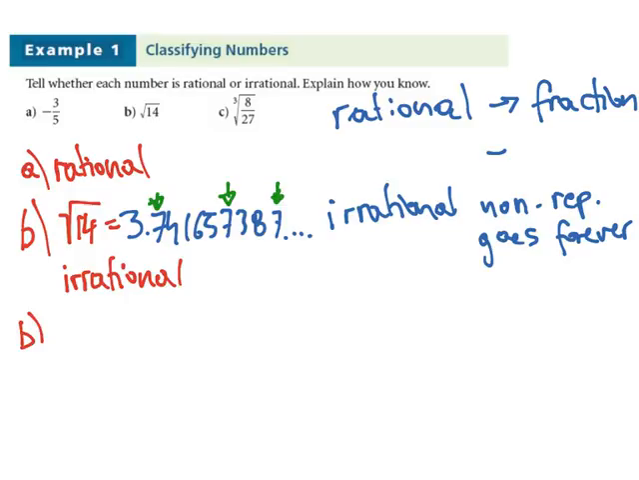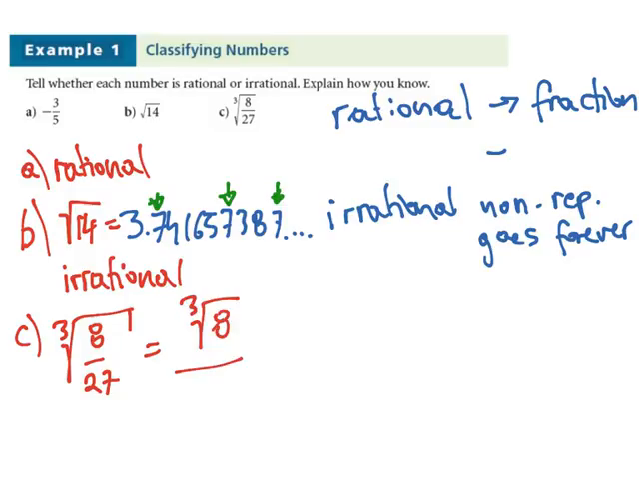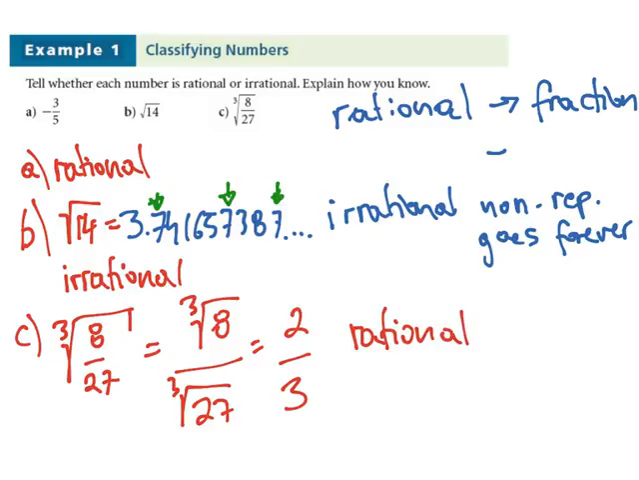C. And we have cube root 8 over 27. You could plug this into your calculator right away, or you could simplify. Cube root of 8 and cube root of 27 is 2 and 3. So it's 2/3. And right away, you could see that this is a rational number because it could be put into a fraction with integers as numerator and denominator.